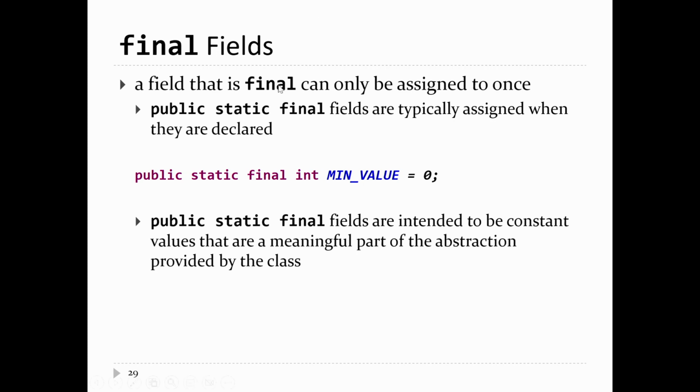Okay, so final. When you mark a field as being final, that means you can only assign it a value once. So when I write min value equals something, that's the last time I can write that. Public static final fields are intended to be constant values, so values that never change. Typically, if it's public, you want other people to know about them. That means that field is a meaningful part of the abstraction provided by the class. In this case, the numbers 0 and 6 are meaningful to whoever's using a domino. They represent the minimum and maximum value that a domino can have.